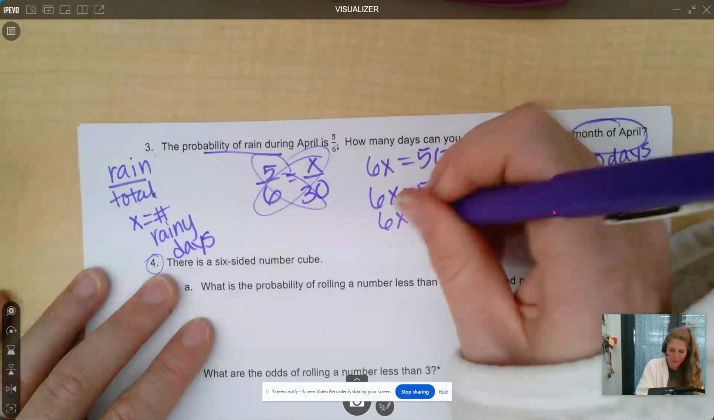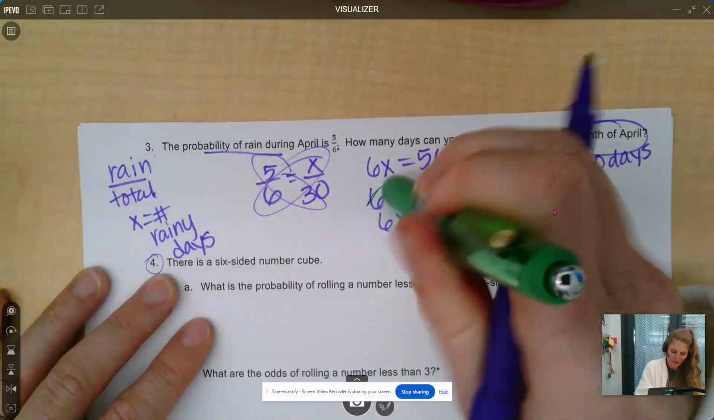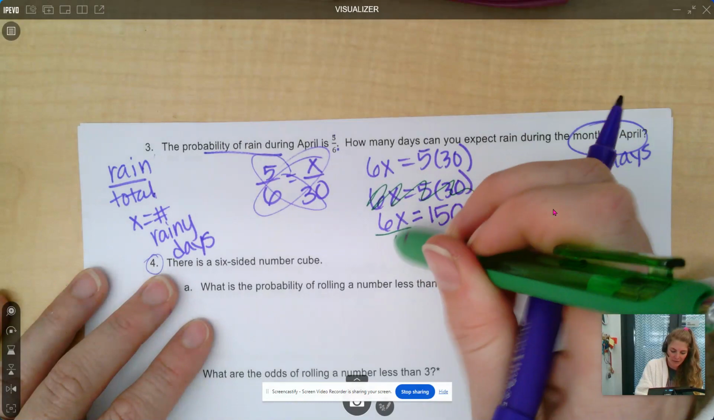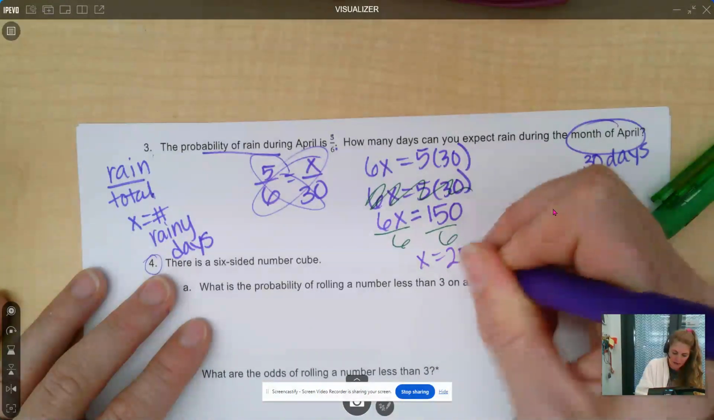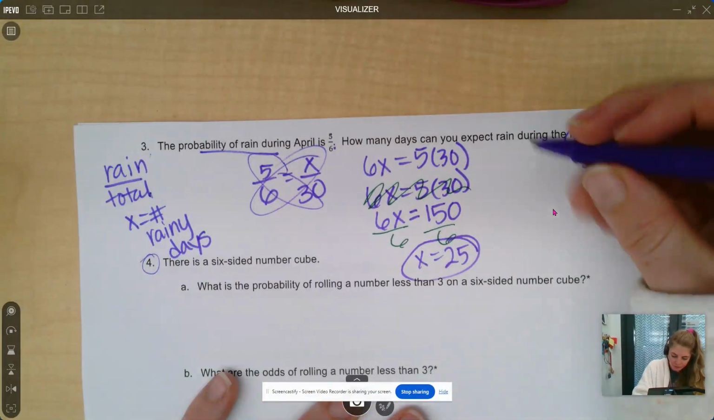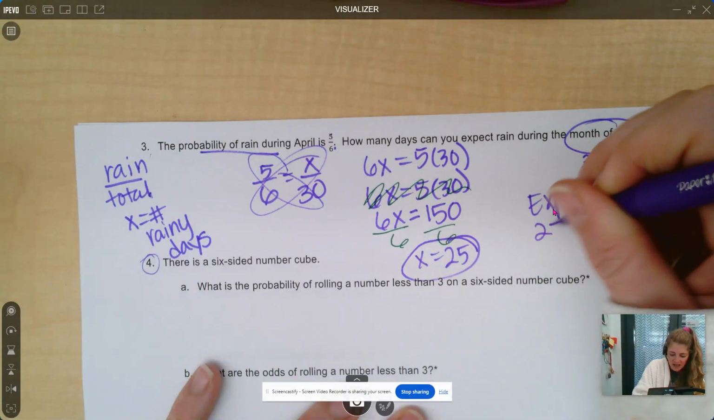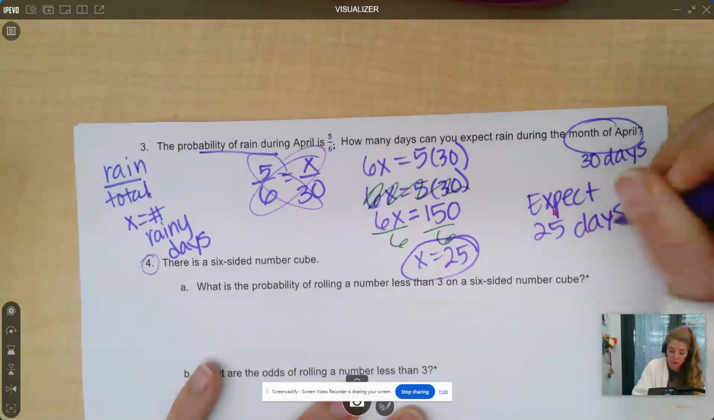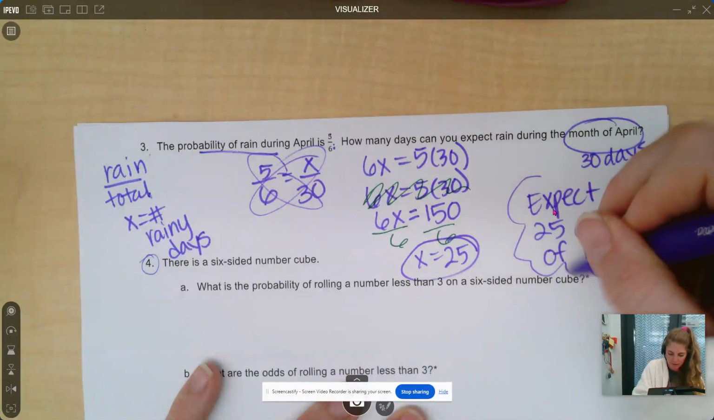I don't know why I rewrote that again. 150. Just ignore that line. Take 1/6 of both sides or divide both sides by 6, and x is equal to 25, which is reasonable. You can have 25 days. So expect 25 days of rain. Lots of fun puddles.